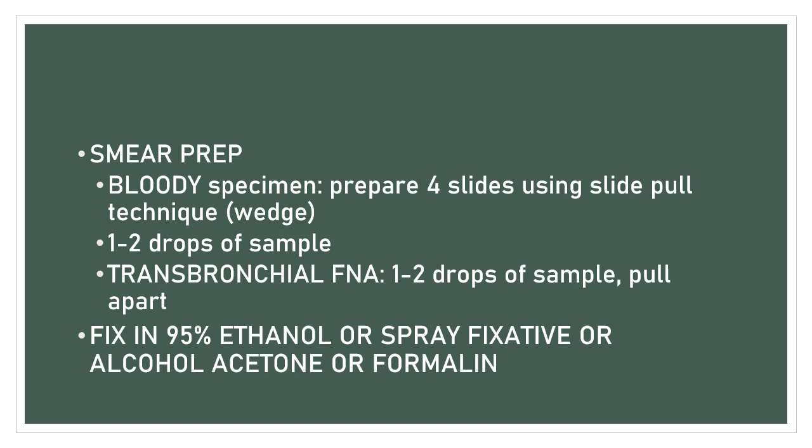For your transbronchial FNA, you use 1 to 2 drops of sample and then pull apart. Again, remember that your pull technique and pull apart are actually different. Then of course you fix in 95% ethanol or spray fixative, or you use your alcohol acetone or your formalin. They accordingly produce the same result.